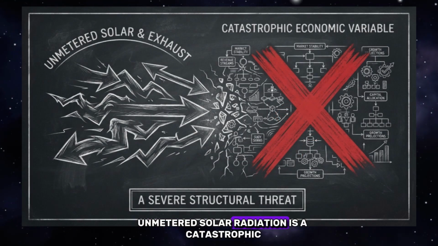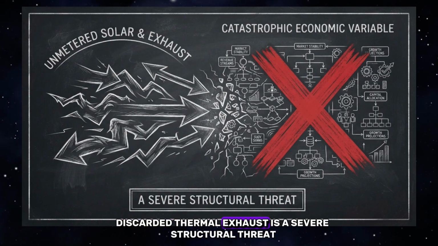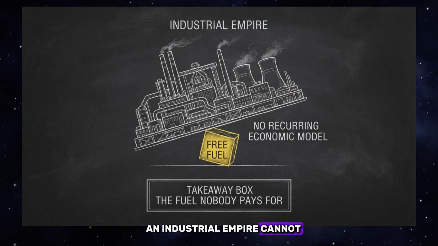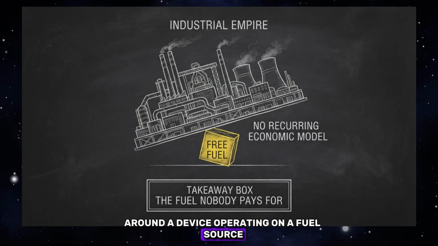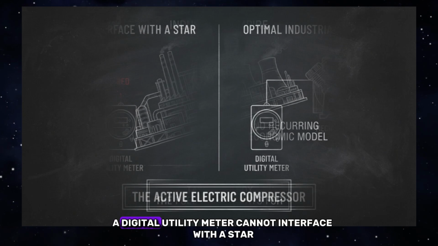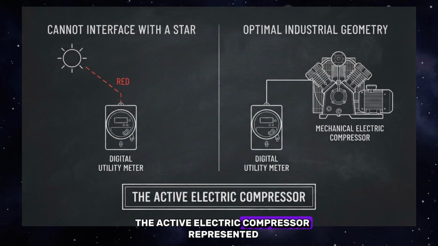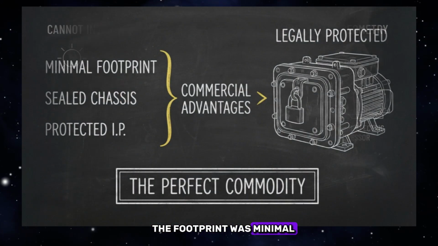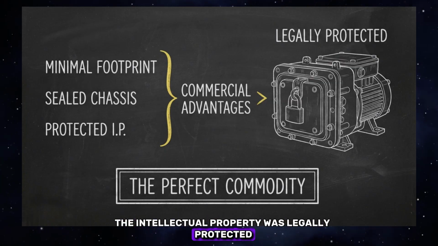Unmetered solar radiation is a catastrophic economic variable. Discarded thermal exhaust is a severe structural threat. An industrial empire cannot construct a recurring economic model around a device operating on a fuel source nobody pays for. A digital utility meter cannot interface with a star. The active electric compressor represented optimal industrial geometry. The footprint was minimal. The chassis was sealed. The intellectual property was legally protected.